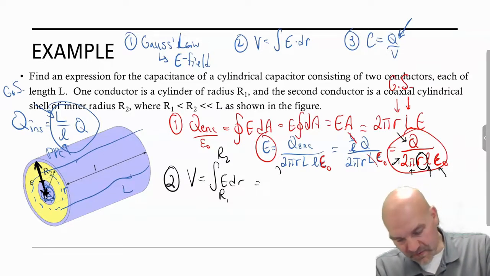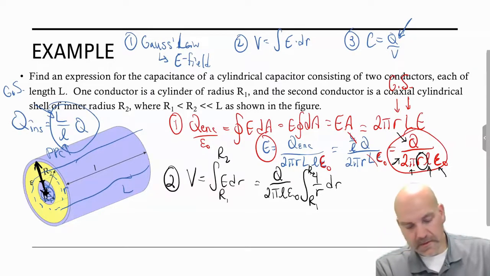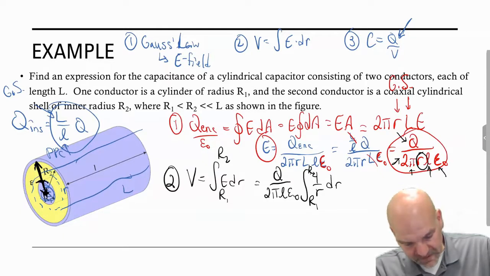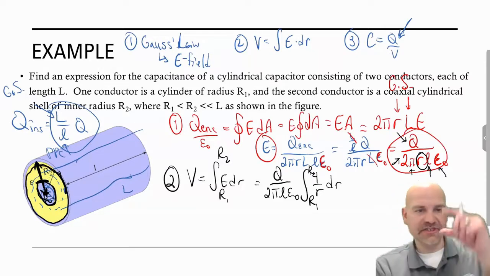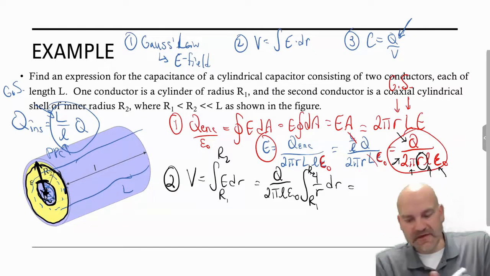So I'm going to pull all that out in front. So Q over 2 pi L epsilon naught, the integral of 1 over r dr, evaluated from R1 to R2. In fact, when I say evaluate from R1 to R2, I'm going from edge to edge. So it's just that gap there. Well, the integral of 1 over r is natural log.